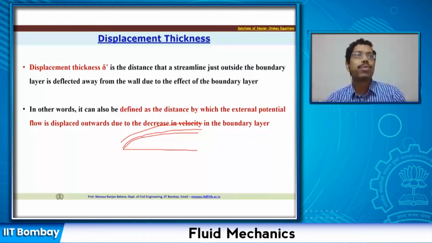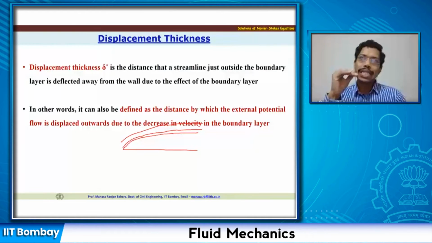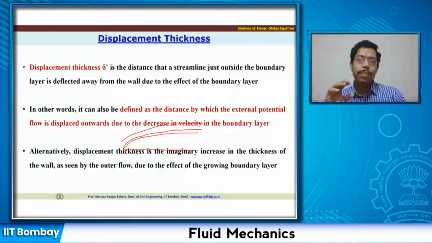This is another way of defining that. It can also be defined as the distance by which the external potential flow is displaced outwards due to the decrease in velocity in the boundary layer, or the retardation that happens within the boundary layer. Alternatively, it can also be said that displacement thickness is the imaginary increase in thickness of the wall.